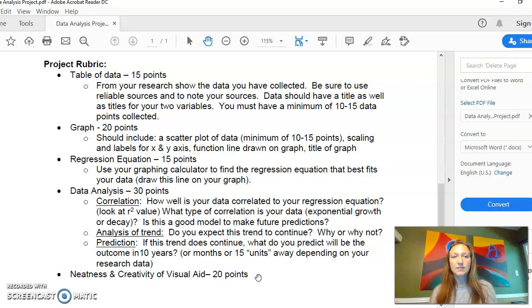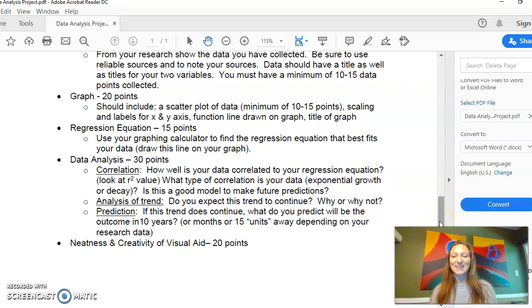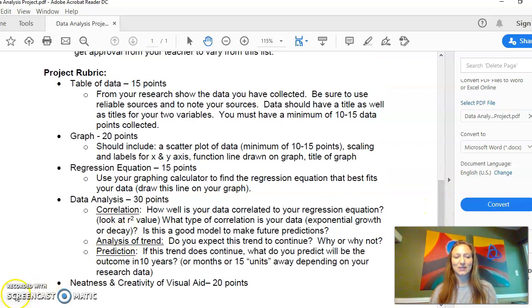So you have a week to complete this project, and I'm looking for some really great projects coming from you guys. So this will be our first major grade for this 9 weeks, and then next week we will begin doing logs. So good luck. Let me know what questions or concerns you guys have about your project, and I look forward to seeing what you're coming up with.